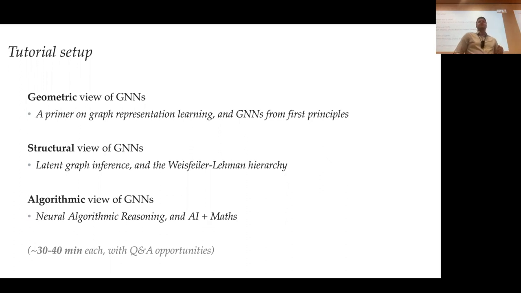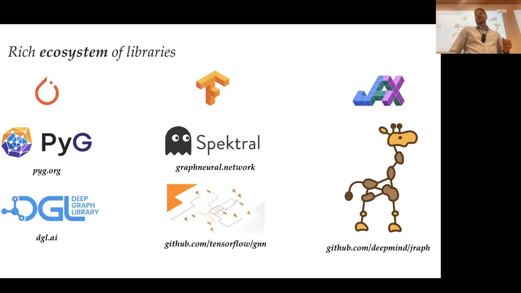Once we're all on a good foundational understanding of where the GNNs come from and what their equations are, then we can talk about some more interesting structural questions like latent graph inference and also the Weisfeiler-Lehman hierarchy, which will, in a nutshell, tell us how powerful graph neural networks are and how we can build more powerful ones. And lastly, I'm going to try to tell you a little bit about the algorithmic view of graph neural networks, centering on our recent work on neural algorithmic reasoning and AI for maths, depending on how much time we have. So this is really a tutorial that could go as short or as long as we fit in these 2 hours plus breaks. But as I said, at any point, please raise your hand and ask questions.